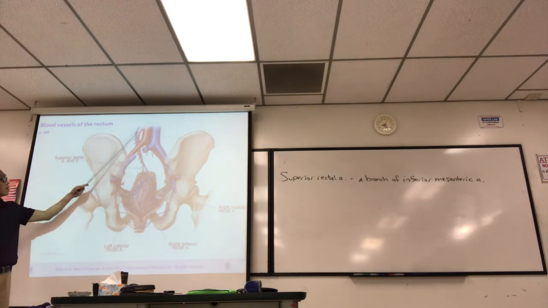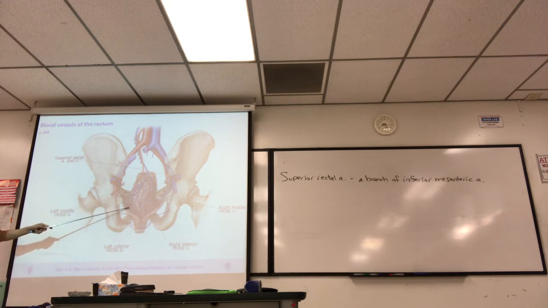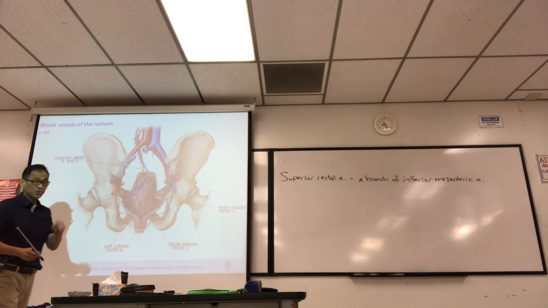Again, coming off way up here, it's the inferior mesenteric. It gives up a lot of branches to your distal colon. But when it gets way down here, it's the superior rectal. The other one was the middle rectal. It's right there. Remember, the middle rectal was part of that anterior division of the internal iliac.